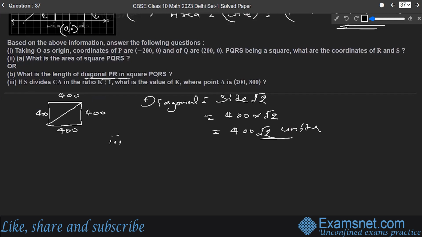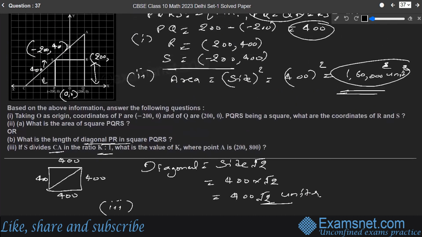Now, the third part is, if S divides CA in the ratio K is to 1, what is the value of K, where point A is 200 and 800? Let us go back to the figure. The point A's coordinate is given as 200 comma 800, and C's coordinate we are supposed to know. If you see from the origin side, 1 square is equal to minus 100. How many squares are there? 1, 2, 3, 4, 5, 6 squares. So the x coordinate becomes minus 600, and the y coordinate is 0, because the point C lies on the x-axis. So the coordinates of point C are minus 600 and 0.